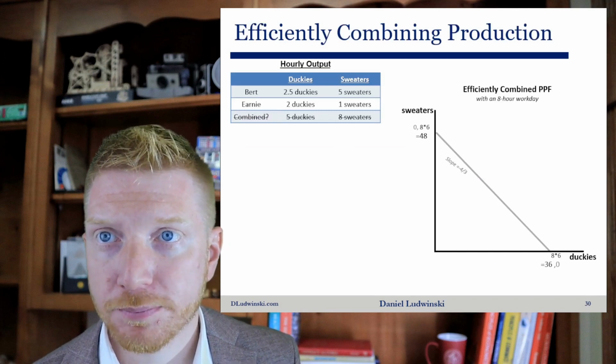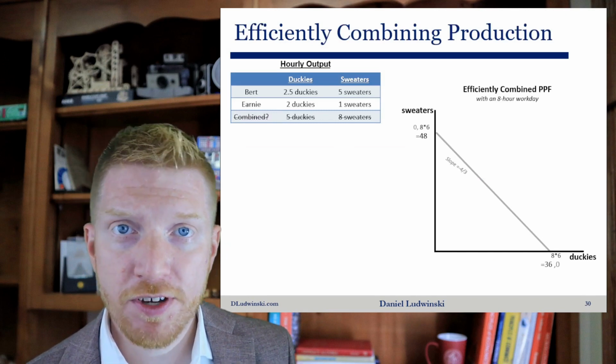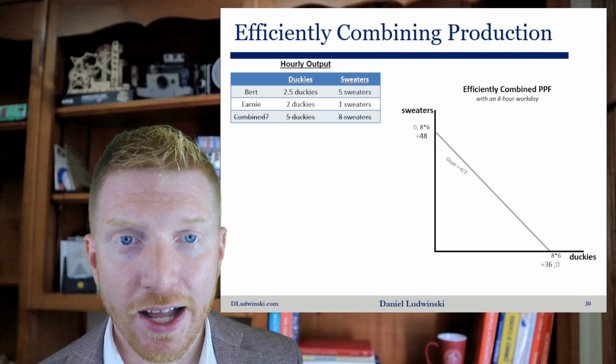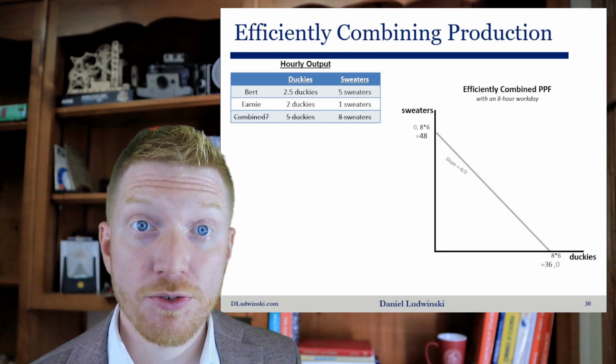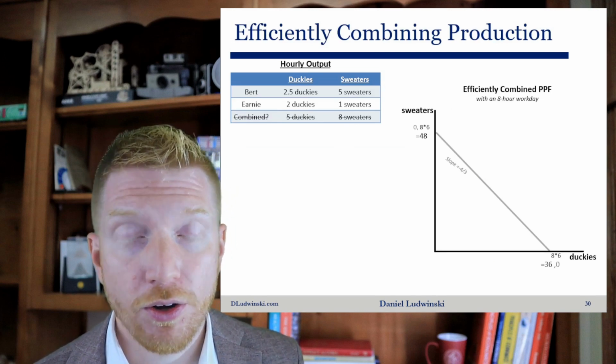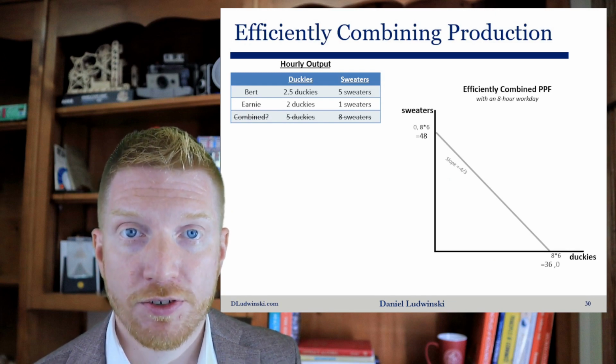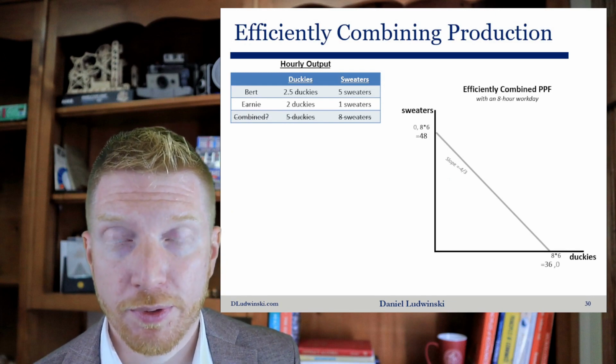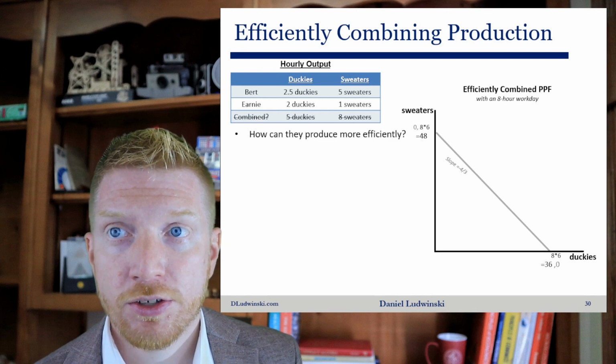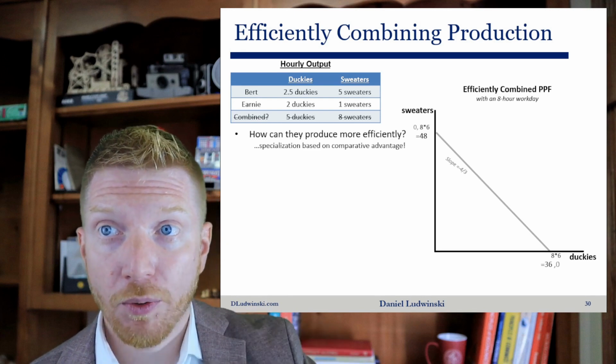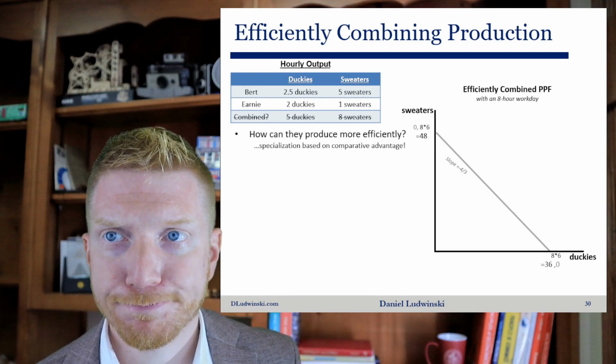We can do better. So in order to efficiently combine production, we have to take into account the strengths of the people producing, Ernie and Bert's comparative strength, or, as we've termed it, their comparative advantage. So this is how we're going to produce more efficiently.